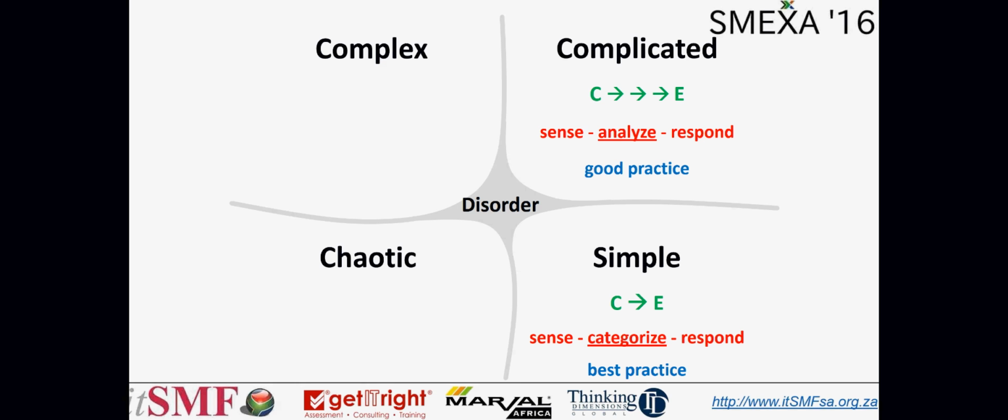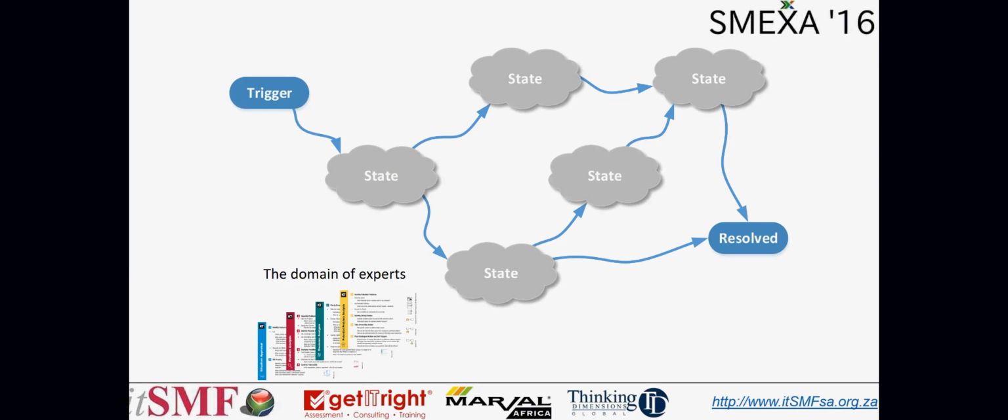So again, another illustration around complicated issues. Trigger event on the left, and then there are multiple ways and multiple states in which the incident or the issue at hand can work through the different stages until it gets resolved. There is not the one way, because if it were the one way, then we would be in the simple domain, and we would have a very clear model that we can apply every single time.